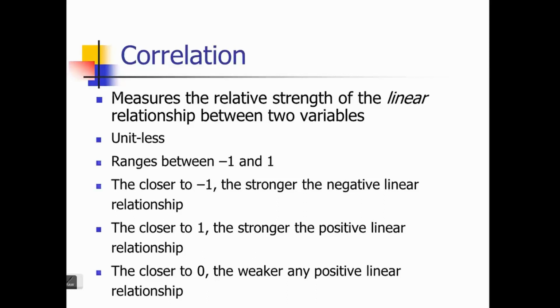Relationship. Now for correlation, we will go to linear regression. Okay, so correlation measures the linear relationship between two variables. Linear regression also does more or less the same thing, but there are many additional things that you can do with linear regression that you cannot do with correlation.